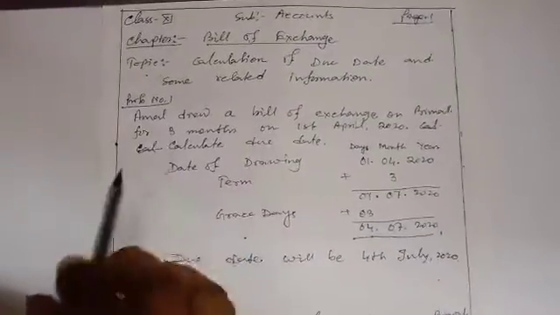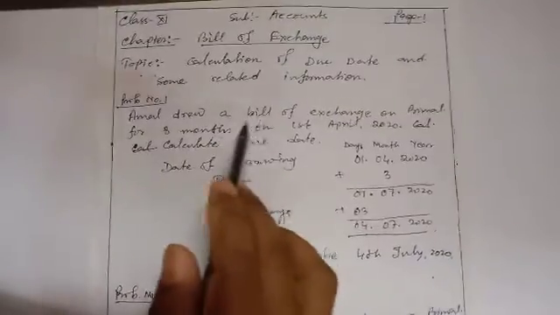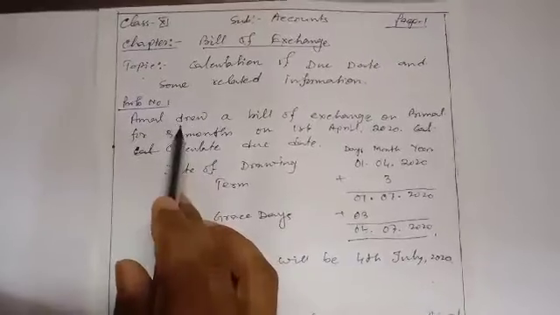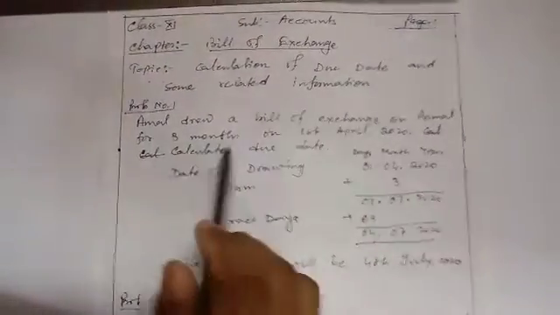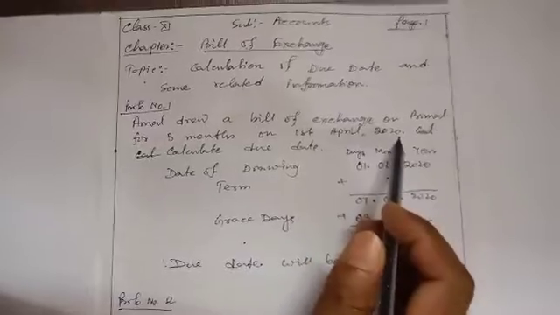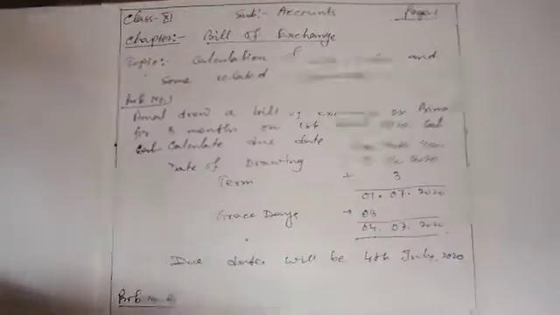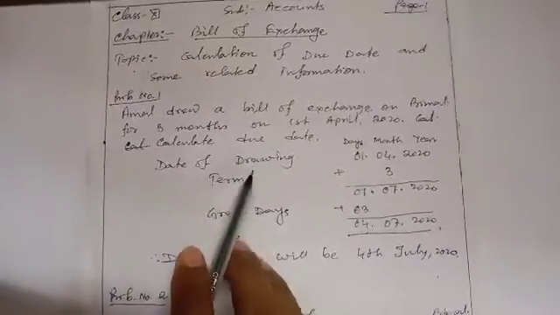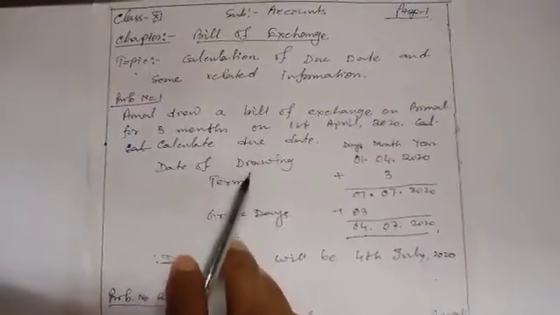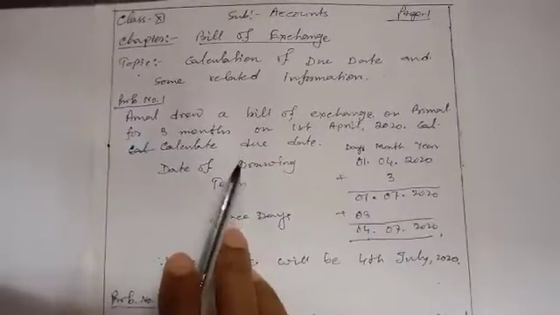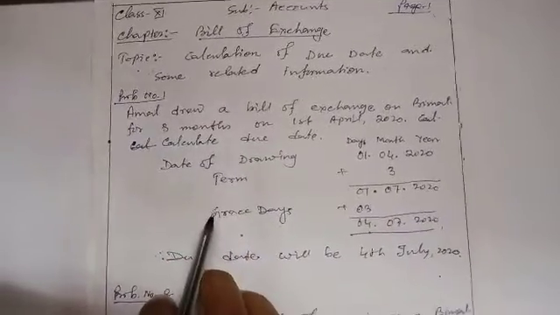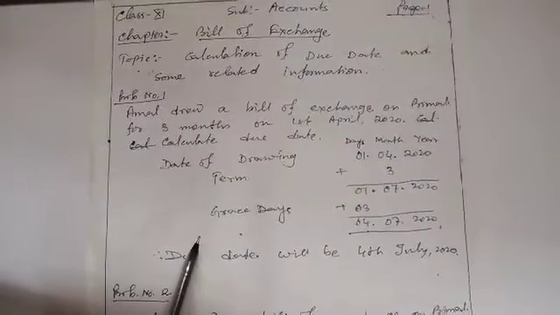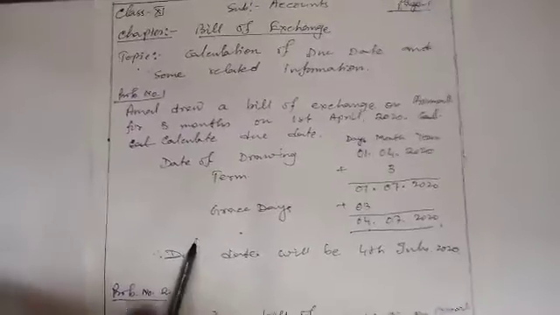Problem number 1: Amol drew a bill of exchange on Bimal, Amol meaning the drawer and Bimal the drawee, for 3 months on 1st April 2020. Calculate the due date. No information is mentioned here whether the bill is after sight or after date. If there is no information, you have to assume that the bill is an after date bill.